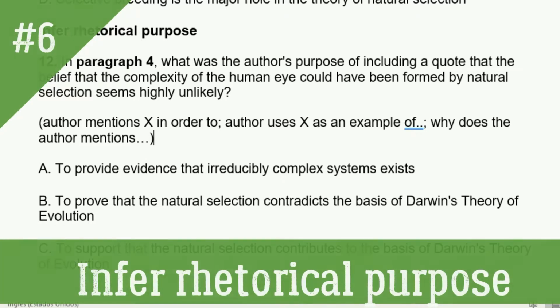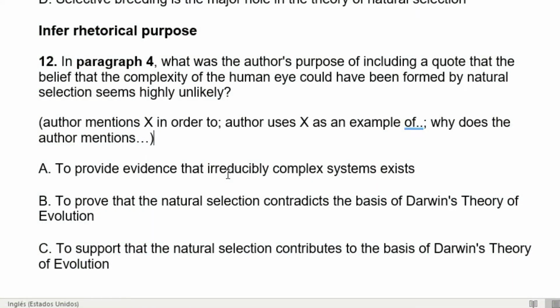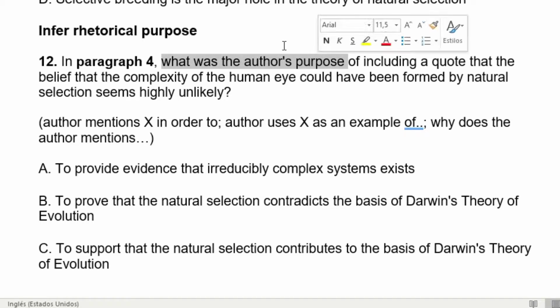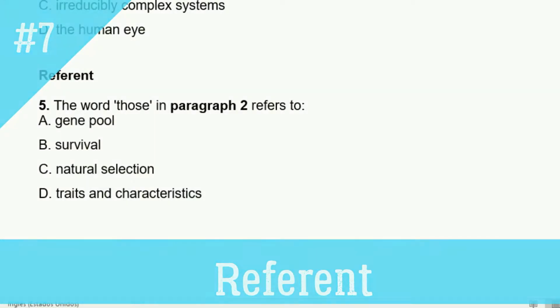Another inquiry that will appear in this part is infer rhetorical purpose. The main keyword for this question is the word author. In the same way, we can have the keywords the author's purpose. Also, the author mentions something in order to, the author uses something as an example of, or why does the author mention something.